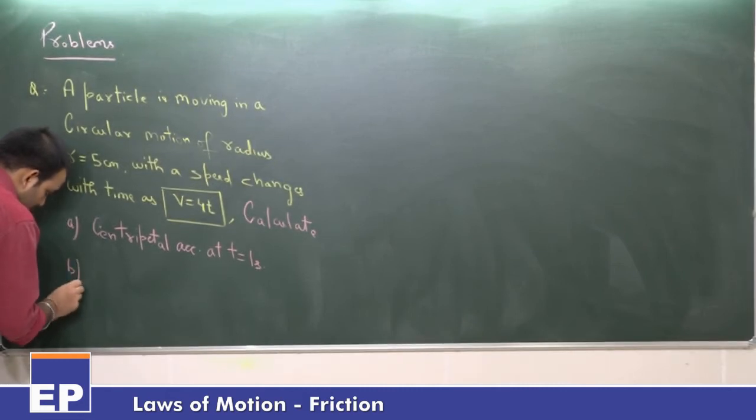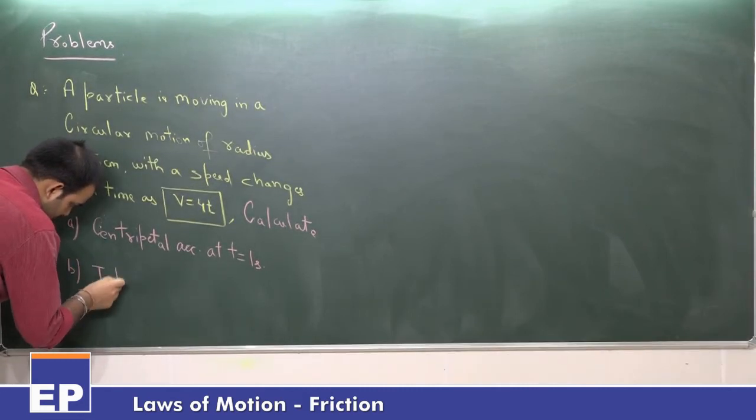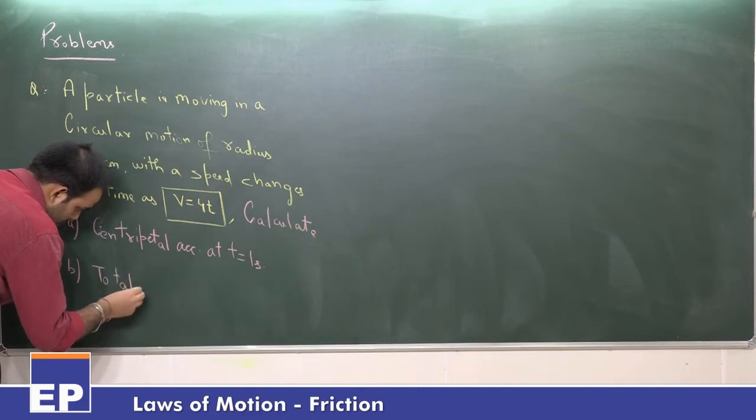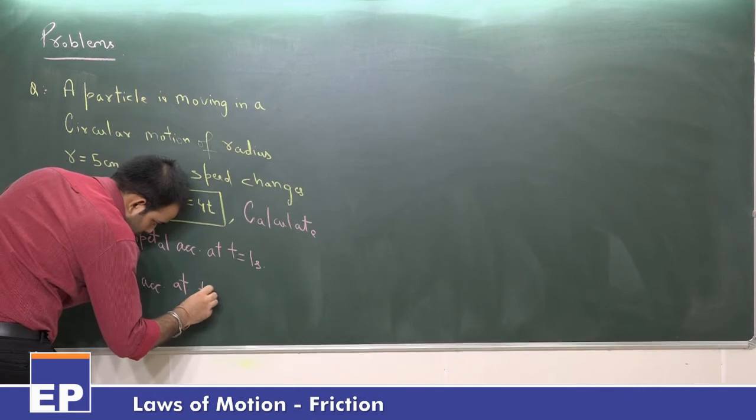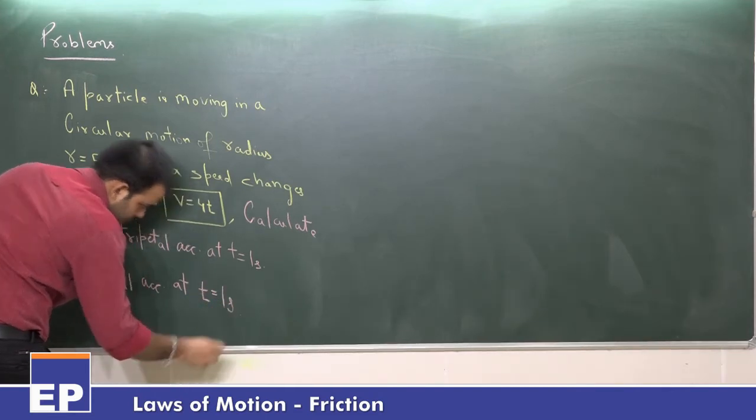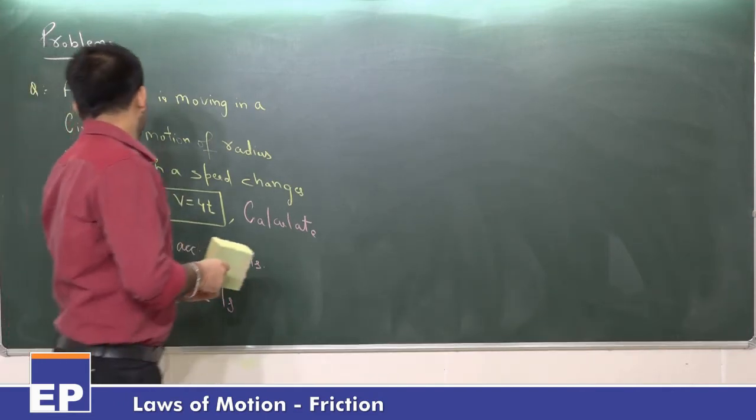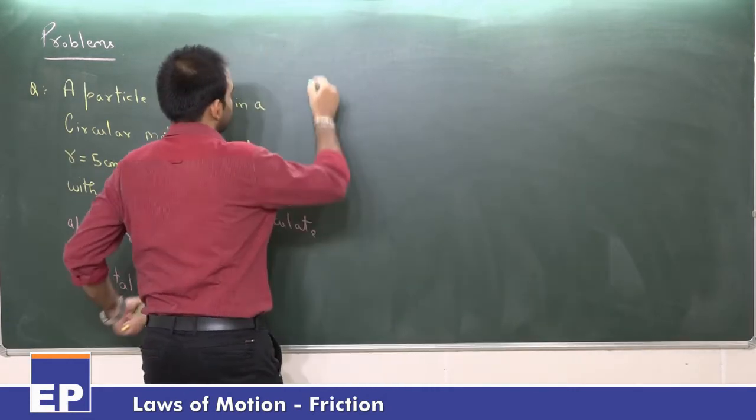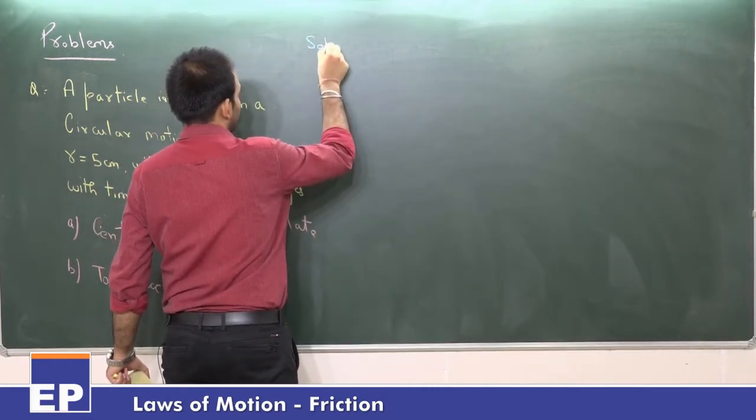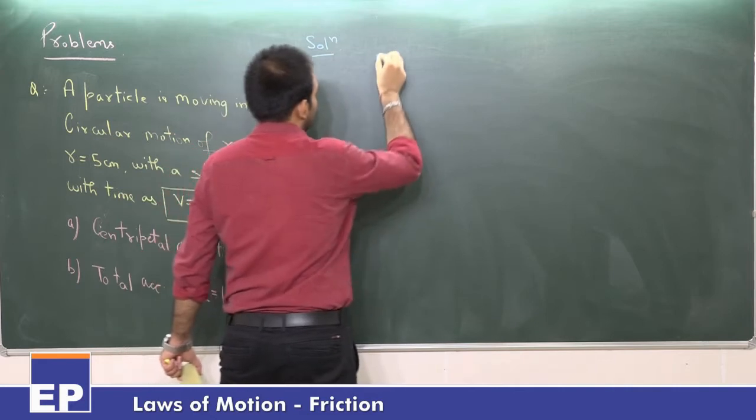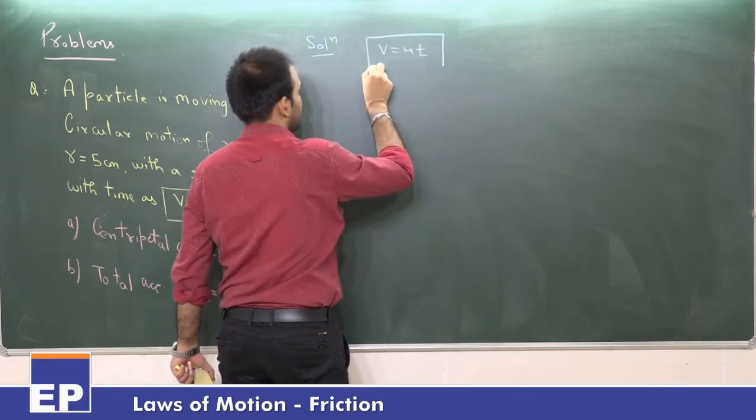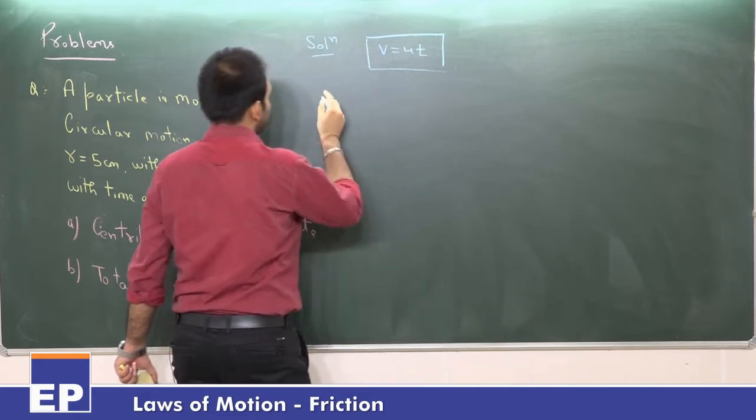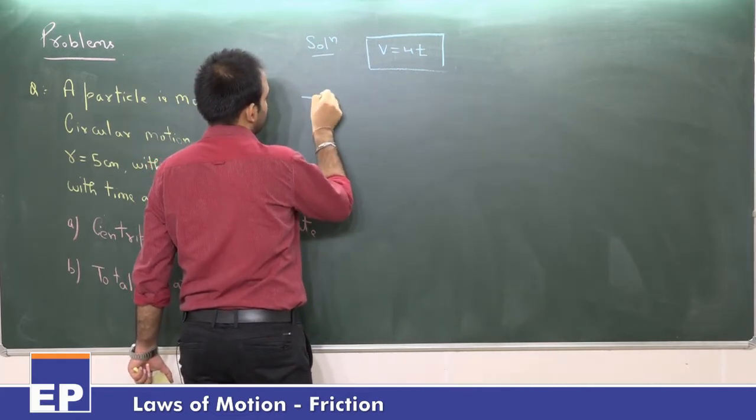B part, total acceleration at t equal to 1 second. So basically this is the case. So v is equal to 4t, the speed is changing with time. So you can calculate the centripetal acceleration.